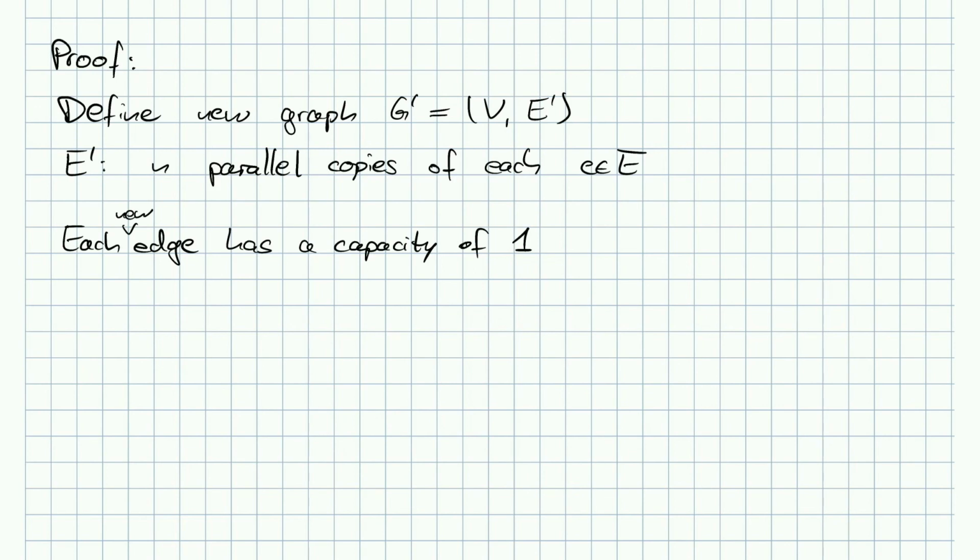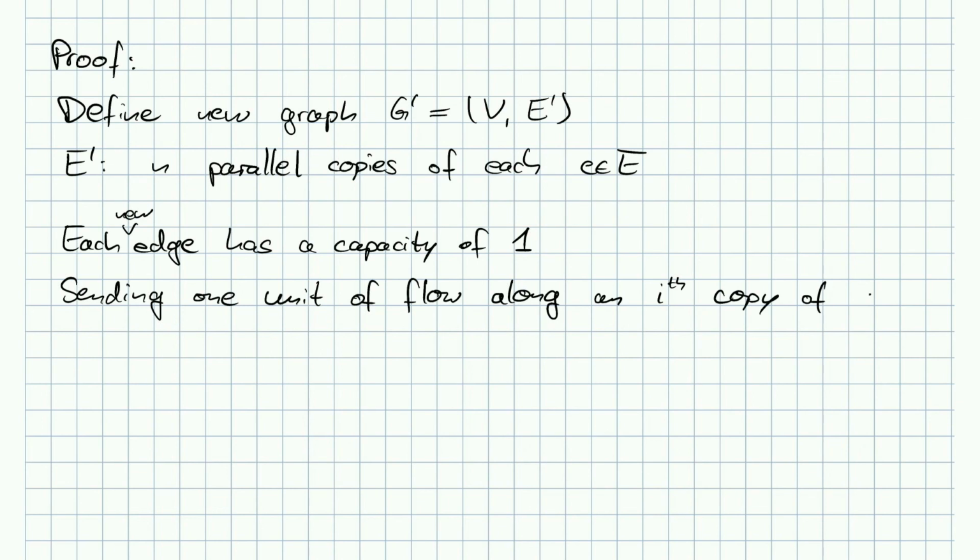And sending 1 unit of flow along the ith copy of an original edge costs the delay of this edge when there are i players using this.